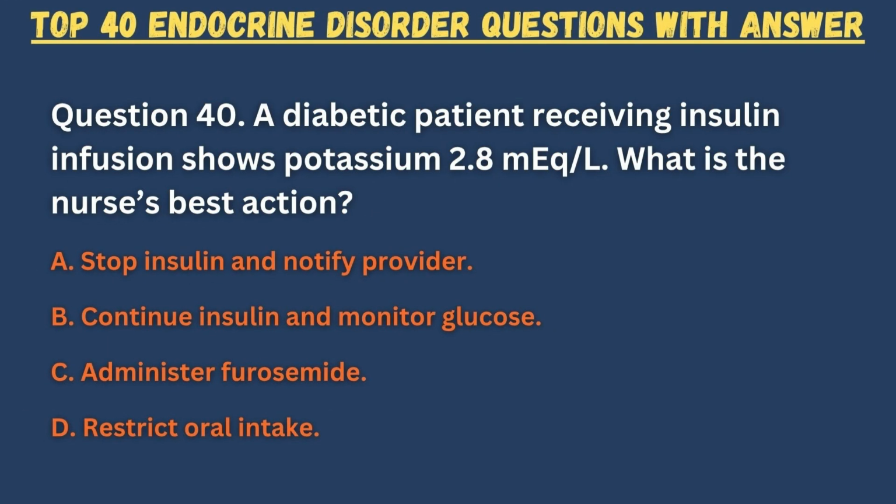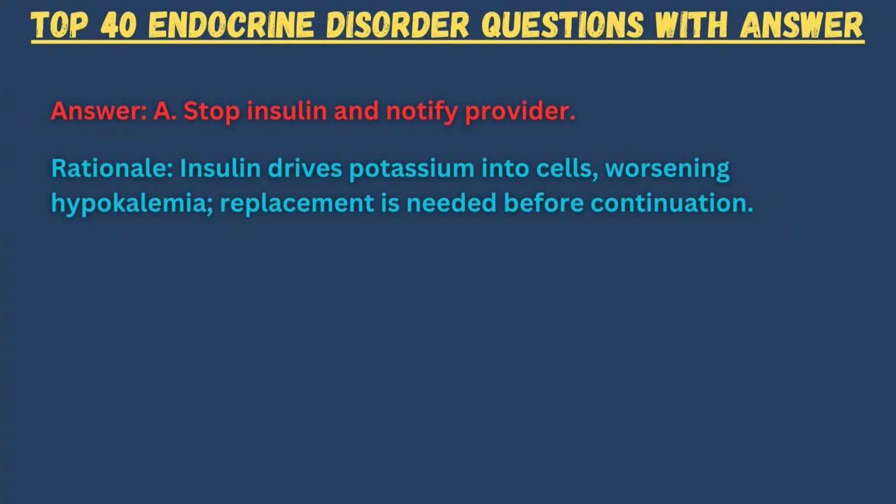Question 40. A diabetic patient receiving insulin infusion shows potassium 2.8 milliequivalent per liter. What is the nurse's best action? A. Stop insulin and notify provider. B. Continue insulin and monitor glucose. C. Administer furosemide. D. Restrict oral intake. Answer: A. Stop insulin and notify provider. Rationale: Insulin drives potassium into cells, worsening hypokalemia. Replacement is needed before continuation.